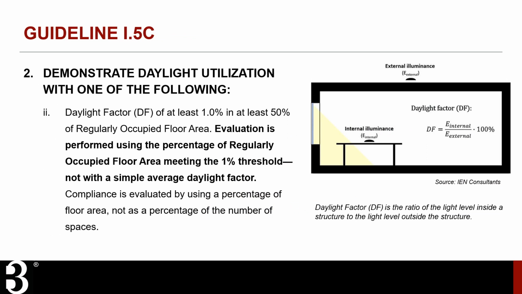The second option for demonstrating daylight utilization is daylight factor, which is the ratio of the light level inside the structure to the available light outside the structure under an overcast sky. For compliance with this guideline, projects must achieve a daylight factor of at least 1% in at least 50% of their regularly occupied area. The evaluation of compliance is based on the floor area achieving a daylight factor of 1 or more, not on the average daylight factor of each space.